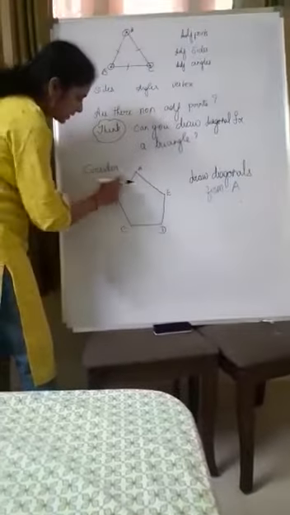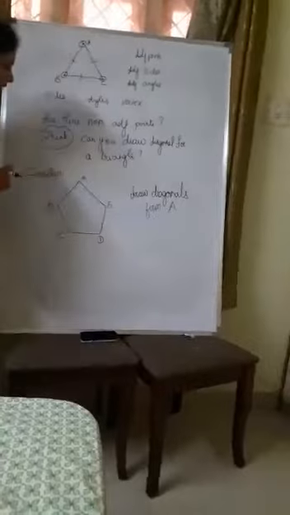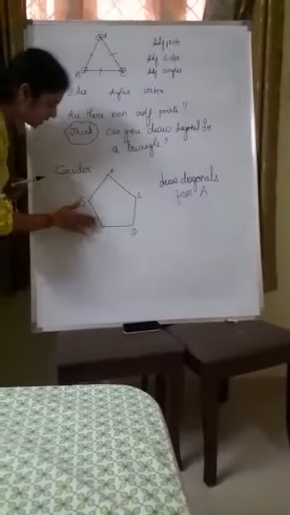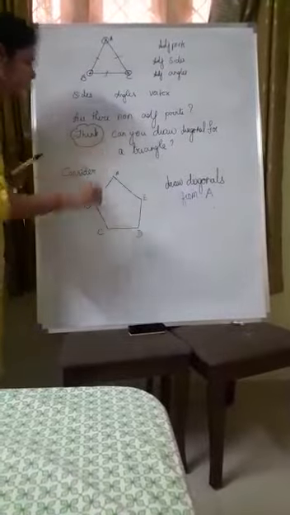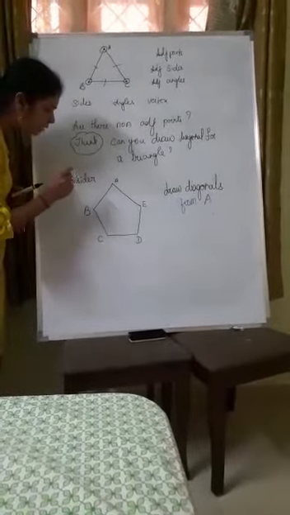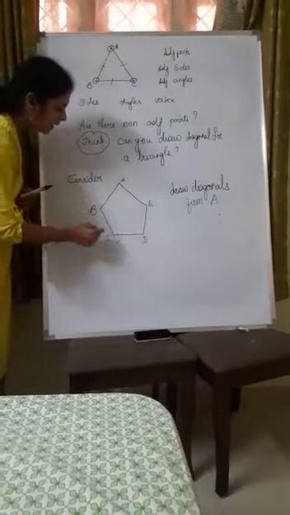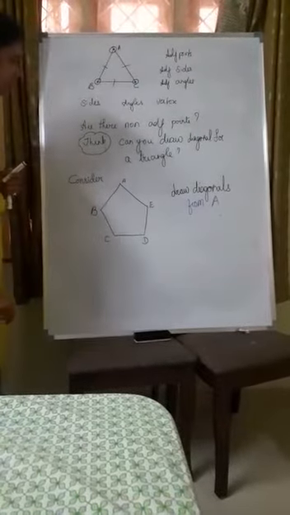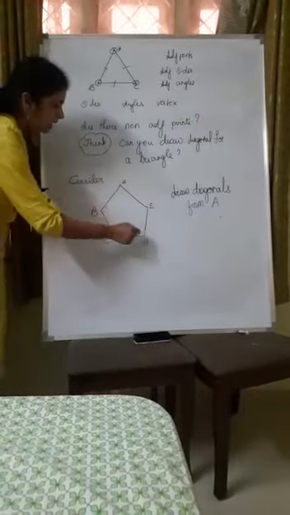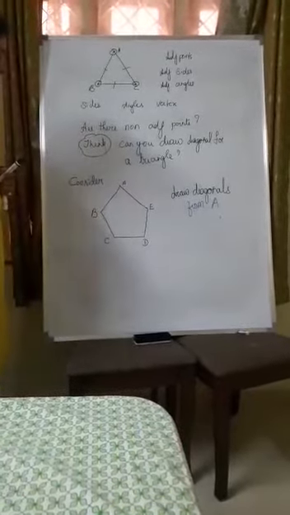Now consider this example. What shape is this? It's a pentagon. If I ask you to write what are the sides, you should write AB, BC, CD, DE, EA. If I ask what is the adjacent side for BC, you have to specifically write AB and CD are the adjacent sides. What is the adjacent angle of C? B and D are adjacent angles of C.